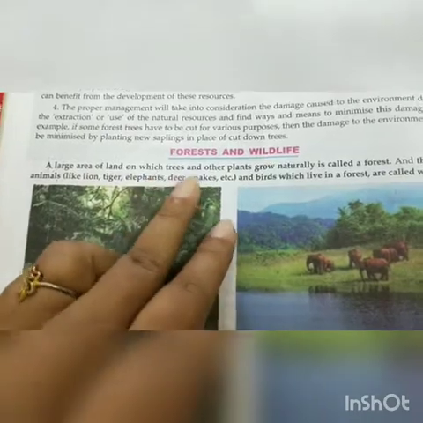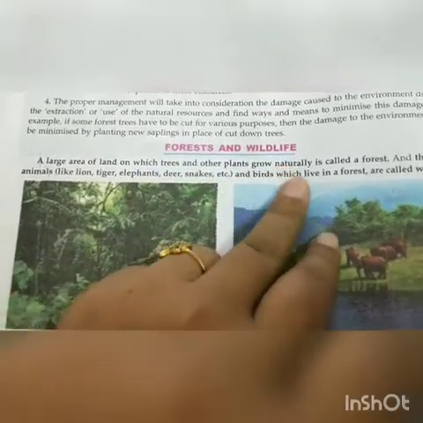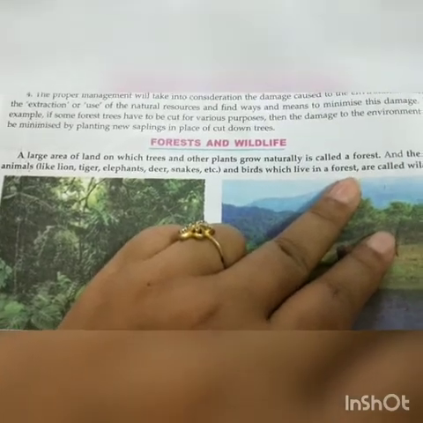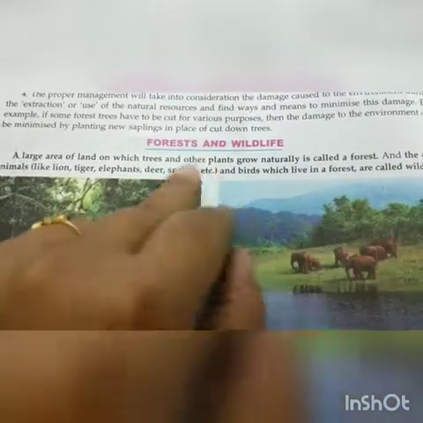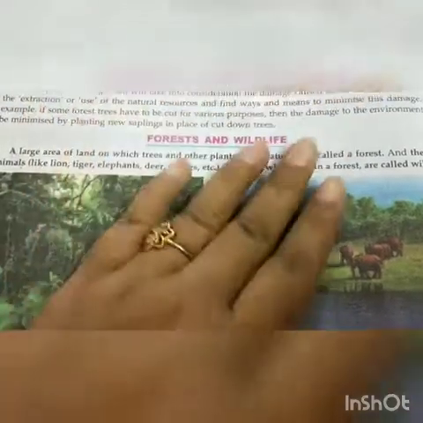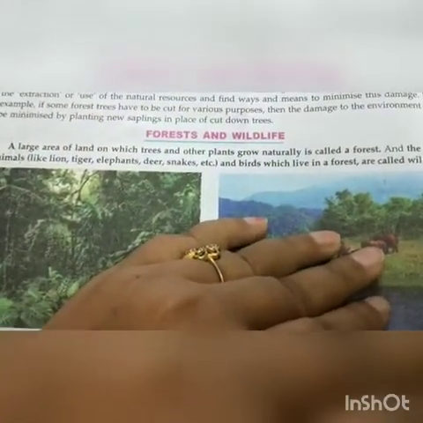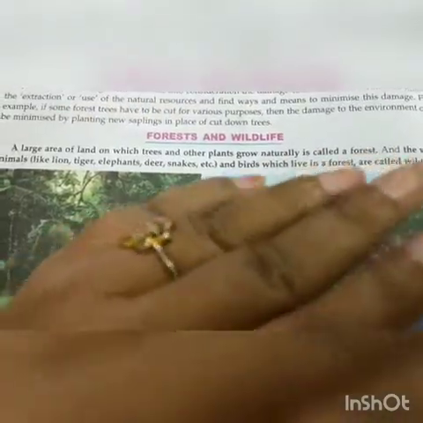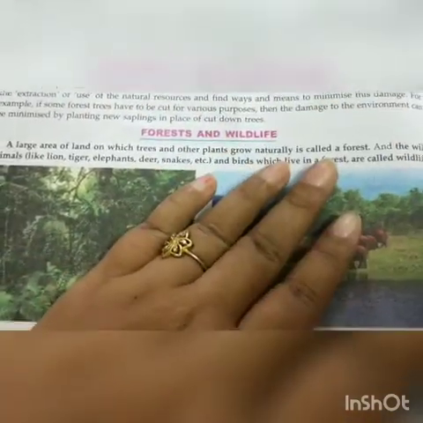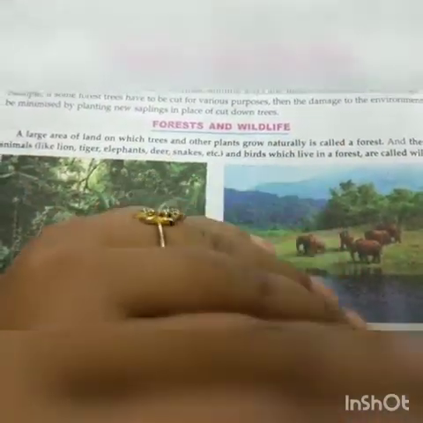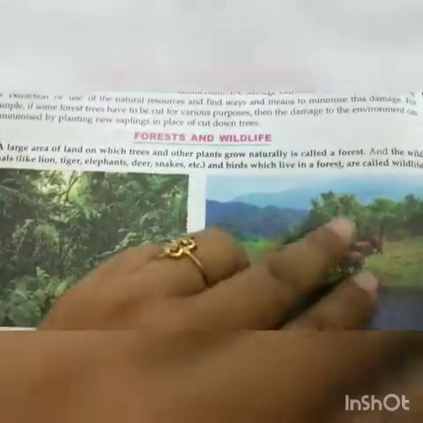A large area of land on which trees and other plants grow naturally is called a forest. What is a forest? It is a large area of land on which trees and different plants grow naturally. No one is planting them, they are growing naturally. All the animals are surviving and living in that place from a long time before, living in it naturally. Nobody has built it for them. That is called the forest.